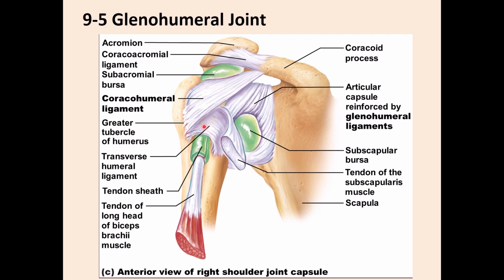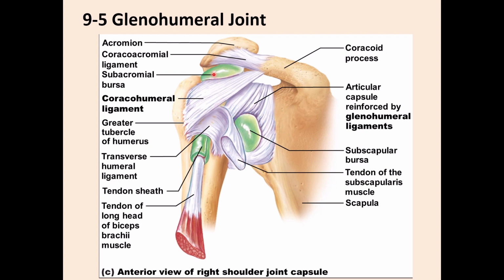So going from one area of the humerus to another area, and that's why it's called transverse humeral ligament. This area of the scapula, if you remember it, that's called subscapular fossa, that subscapularis muscle attached there. And this is the tendon of the subscapularis muscle. Below the tendon, you have a bursa here, that is to reduce friction.